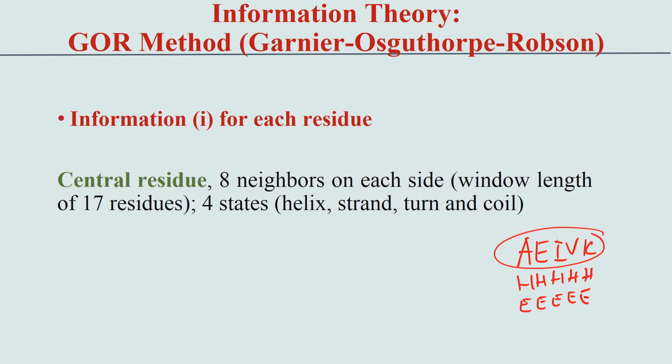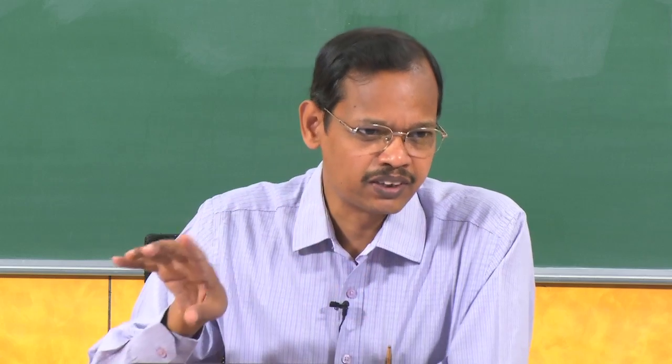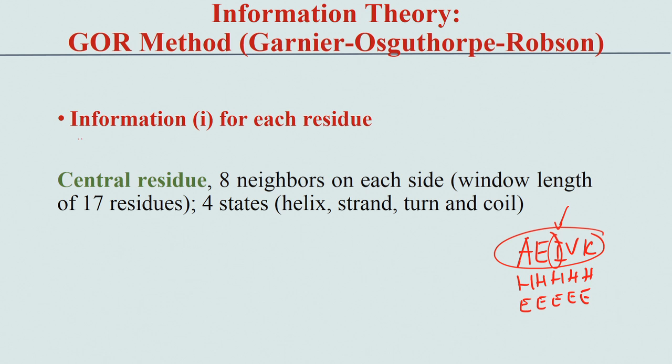So, they collect the information. For example, if this is the central residue, they consider the propensity of that particular residue in, for example, helix, and see the neighboring residues, the propensity of the neighboring residues on both sides of the central residue. So, they derived some sort of frequency matrices and used the information for prediction. Because they use several pieces of information, they call this theory the information theory. They consider the central residue and use 8 neighbors from the left side and right side.